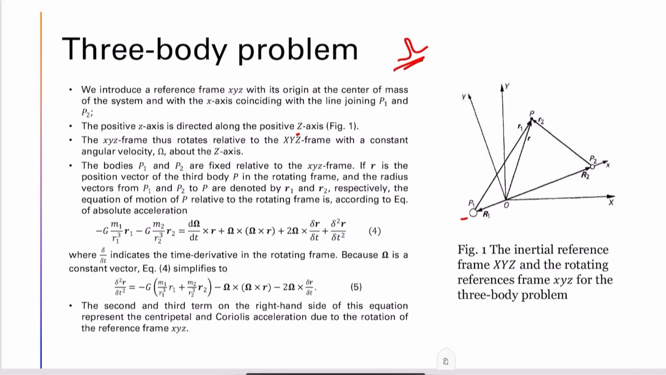If this is the z axis and this is the x and y, this x and y is creating a rotation movement with respect to the z axis, and that angular velocity is nothing but your omega.